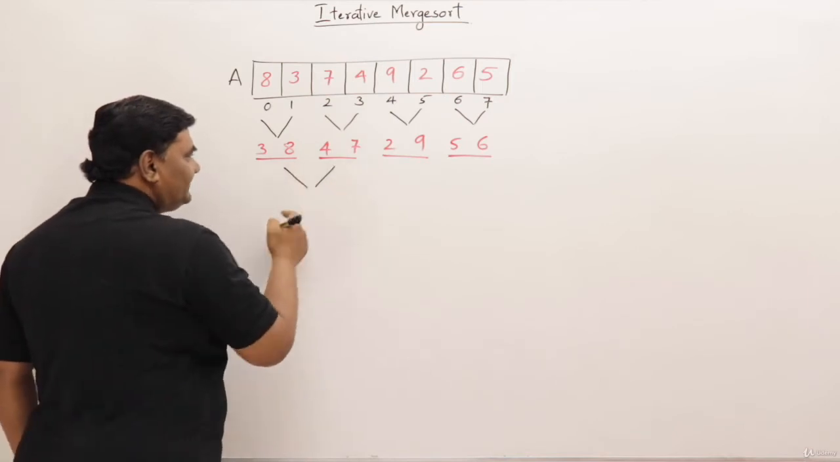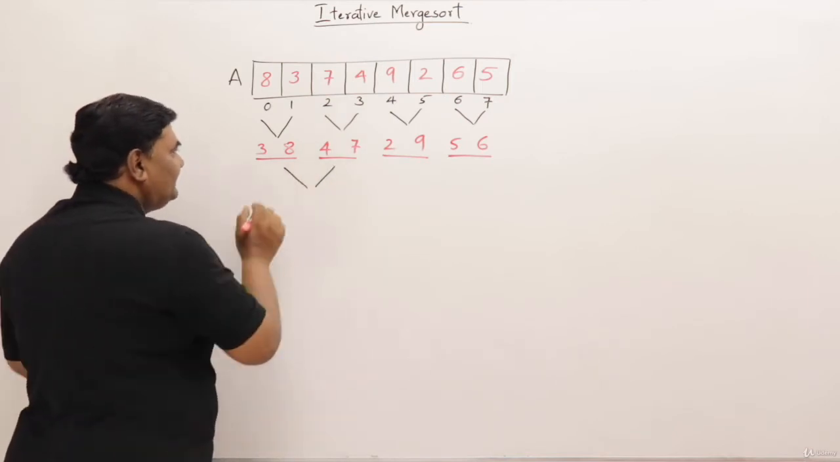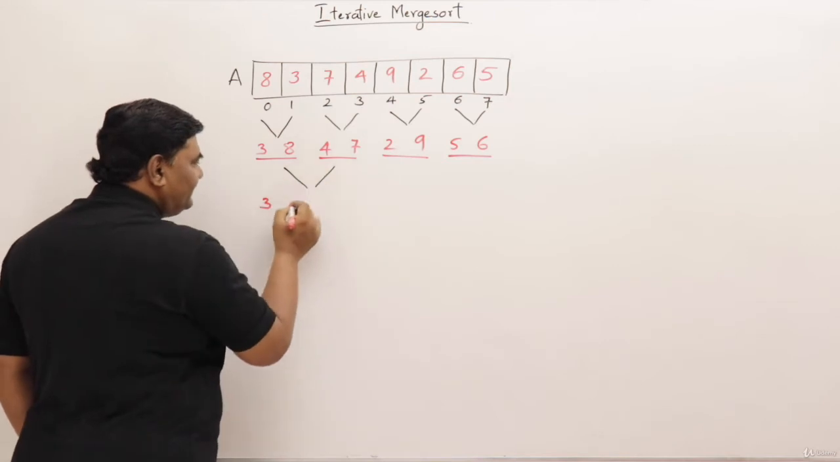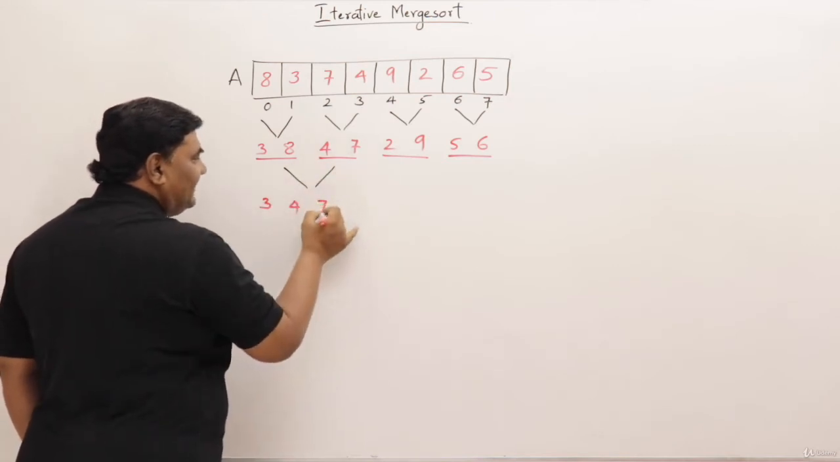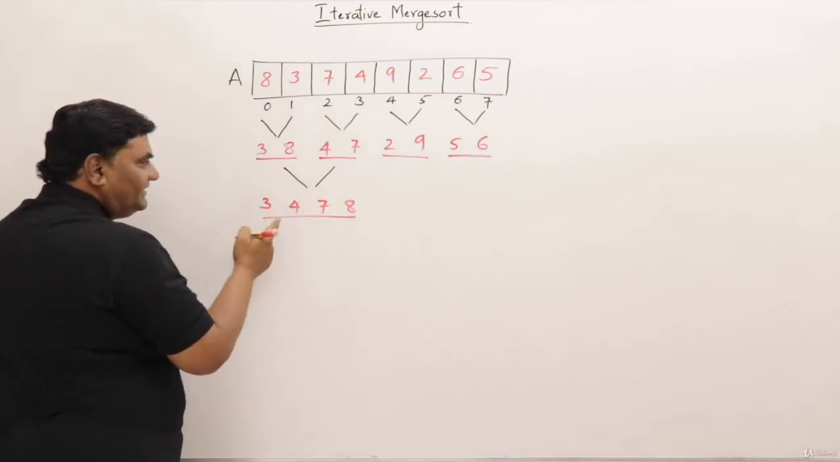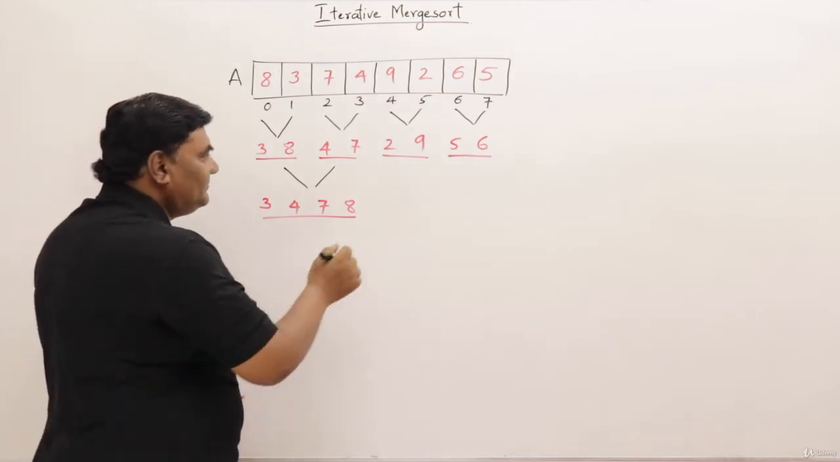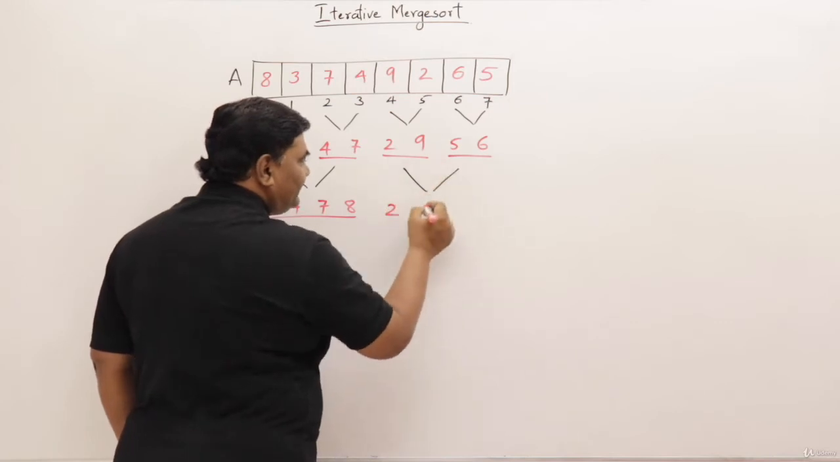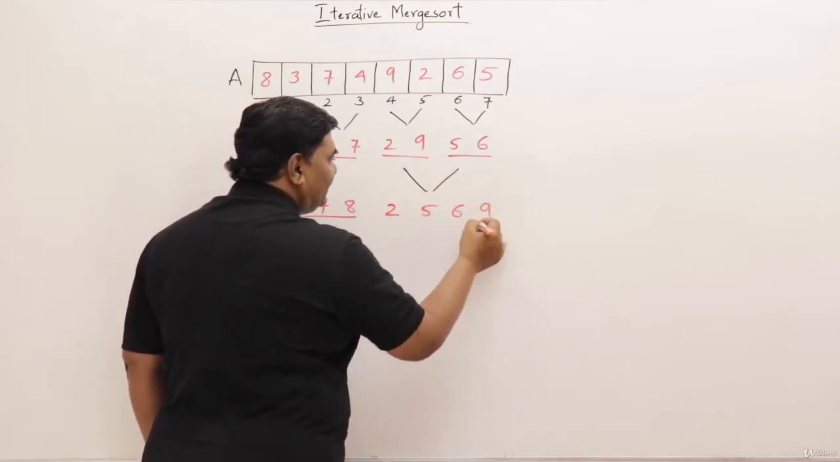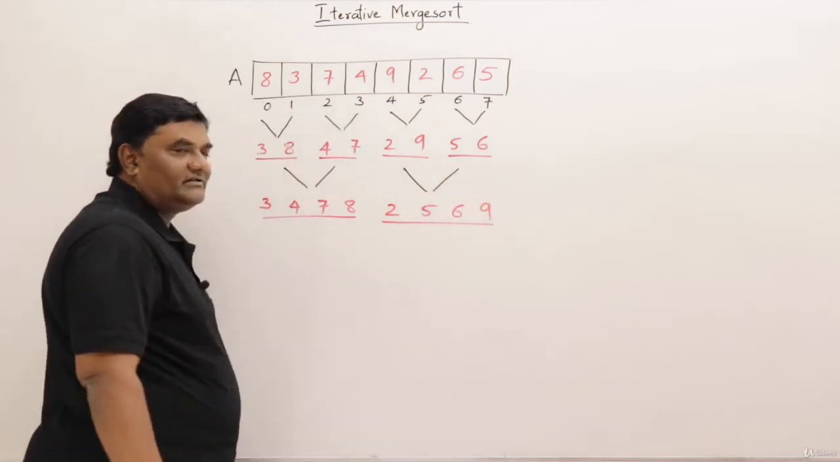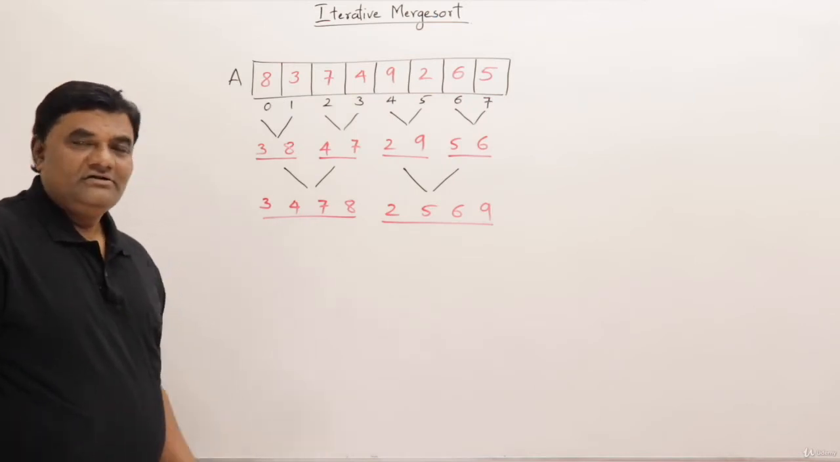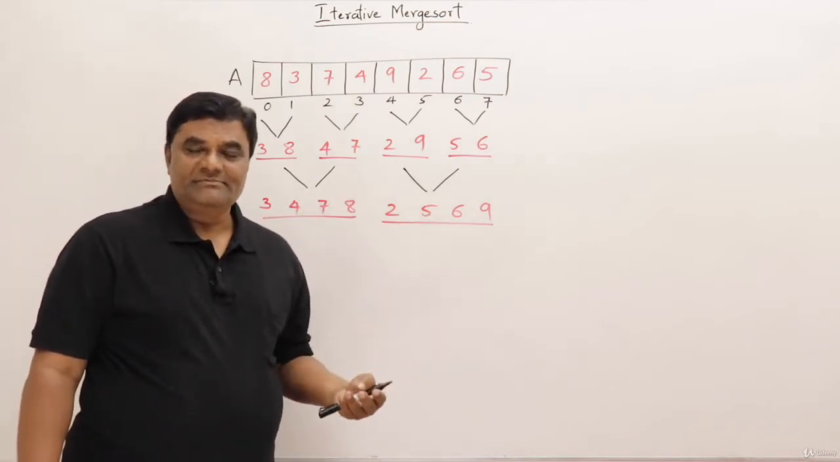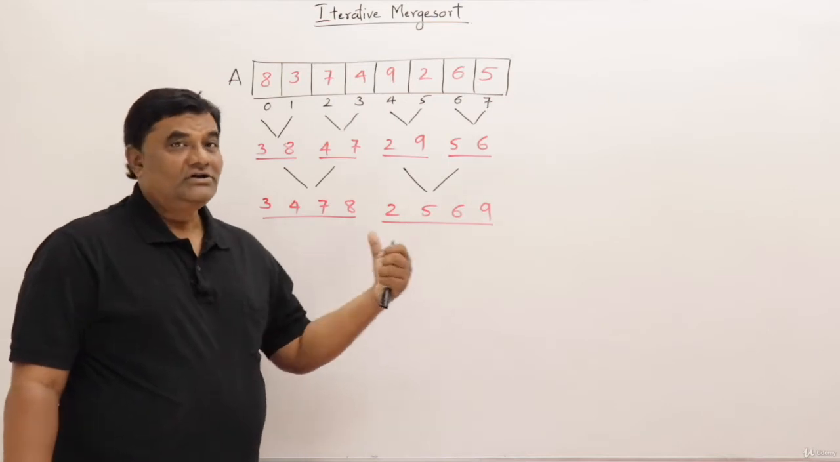Merge these 2 lists of 2 elements each. The result will be, the smallest number is 3, then 4, then 7 and 8. We got one list of 8 elements. Then merge these 2 lists. 2 is the smallest, then 5, then 6, then 9. So we got another list. Now 4 lists we have merged by taking a pair at a time. So we got 2 lists.